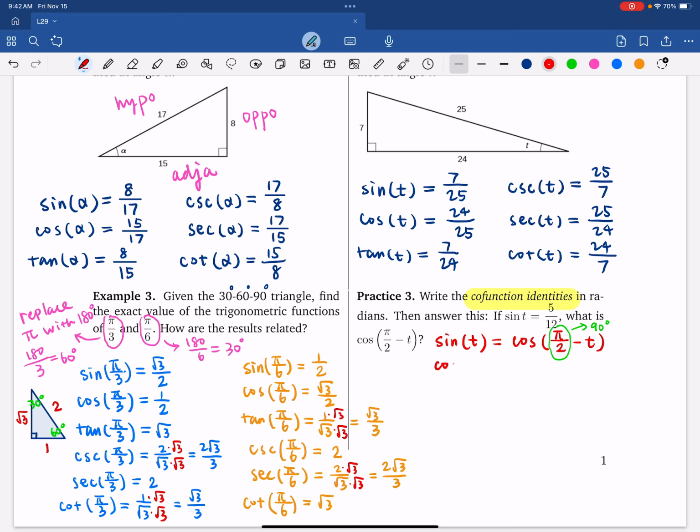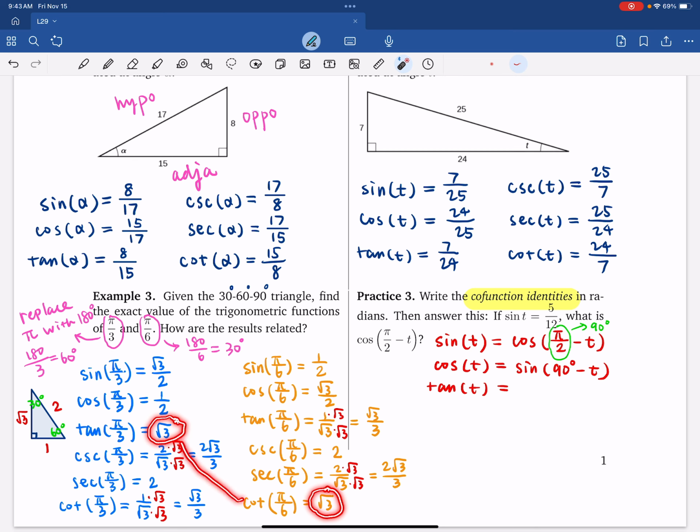So the next one is cosine of t. It's going to be sine of 90 degrees minus t. And then tangent of t. Tangent, if you look at the calculations that we have, let's say radical 3, and let's find a radical 3 on the other side, which is right here. So as you can see, they are connected. It's tangent and cotangent. So the cofunction identity, tangent of t will be cotangent of 90 degrees minus t.